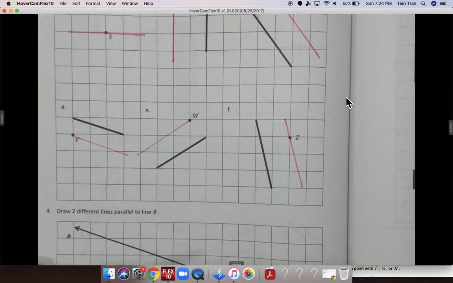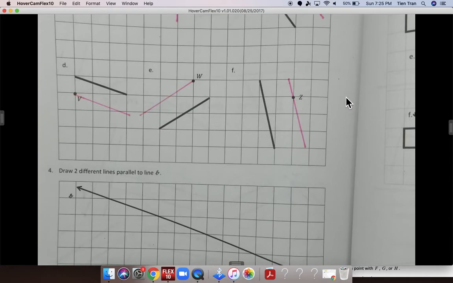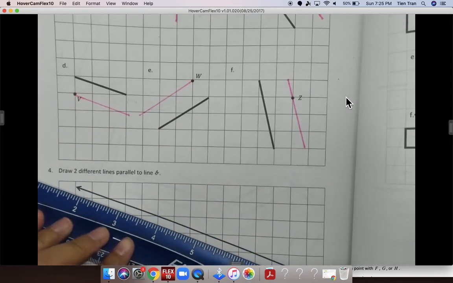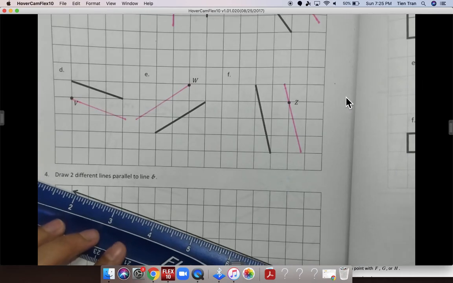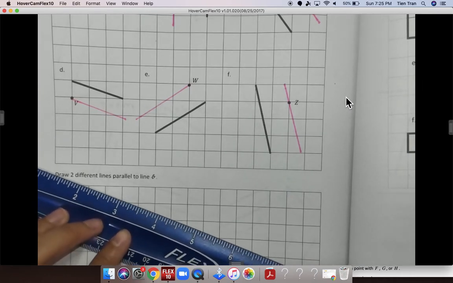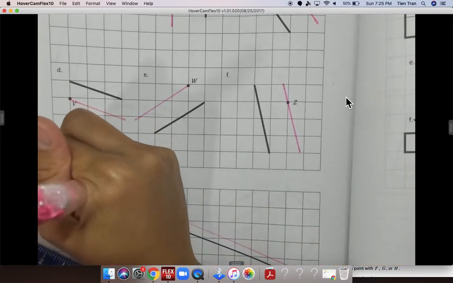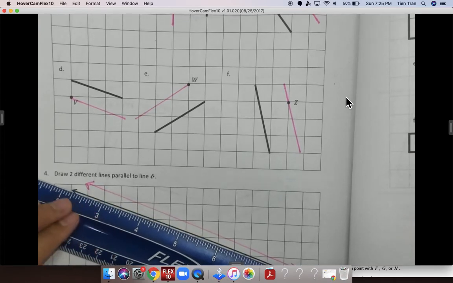Okay, so now I'm going to show you number 4. For problem number 4, they ask you to draw 2 different lines parallel to line L. So this is line L right here, fancy cursive letter L. And I'm going to draw a line, and you can draw any line, but I'm going to draw a line super close. And then I'm going to draw a parallel line super far. So maybe like right here.